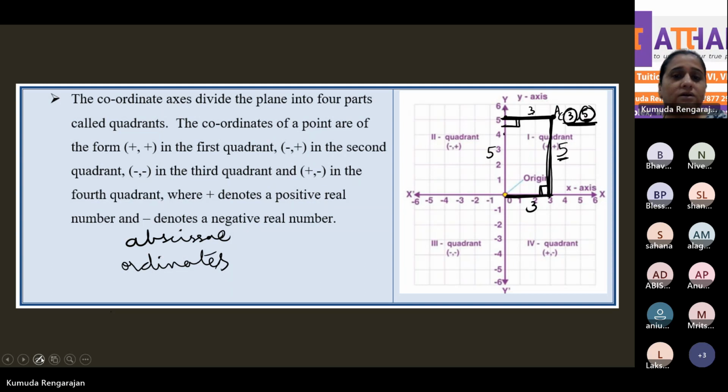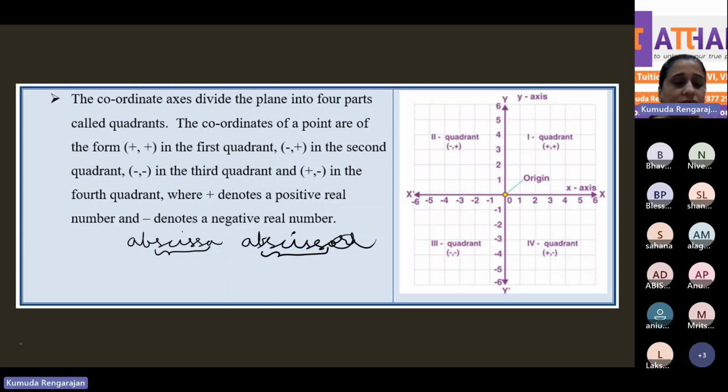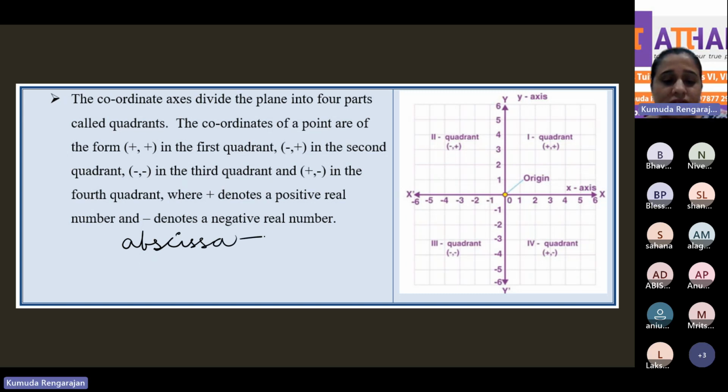What is abscissa? It's the other term for the X coordinate. Only that X coordinate. Like you spell scissor, S-C-I-S-S-O-R. Ab, and then scissor, abscissa. So this is the other term for the X coordinate. And ordinate is the Y coordinate.